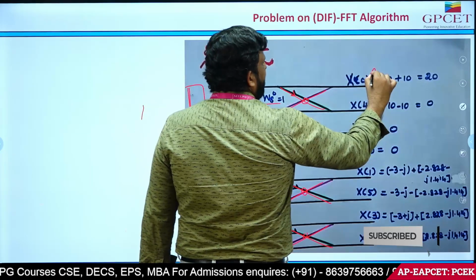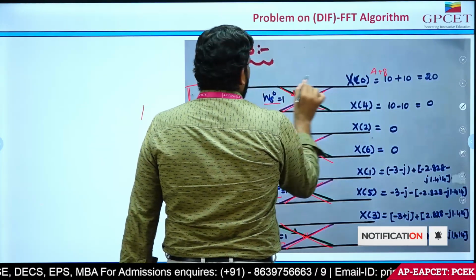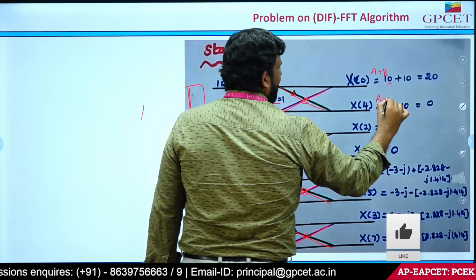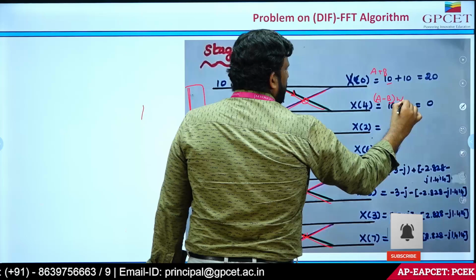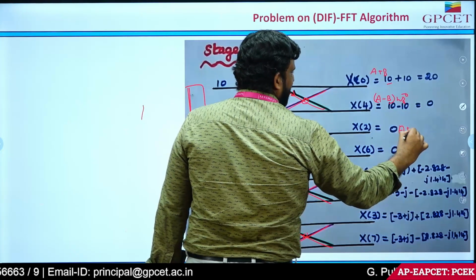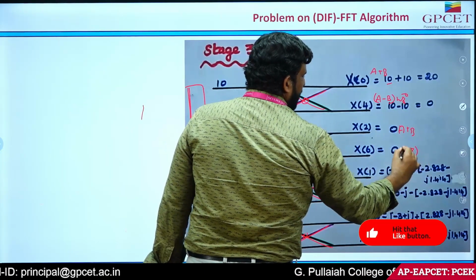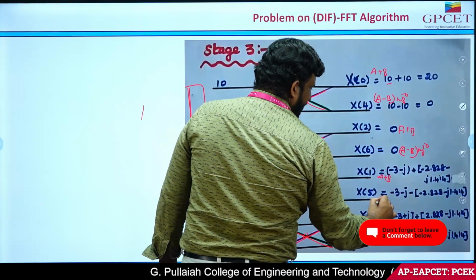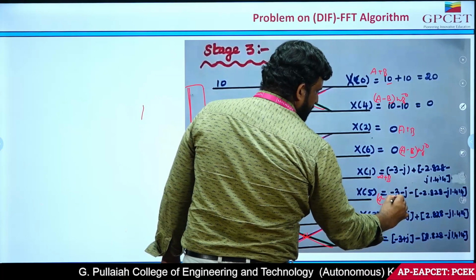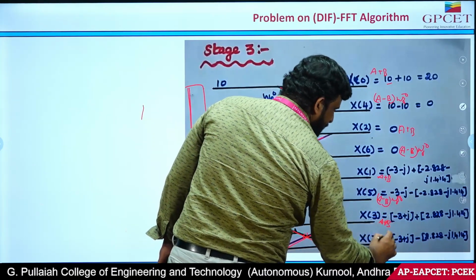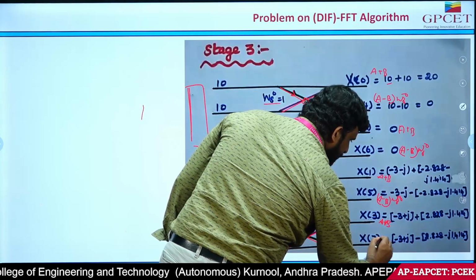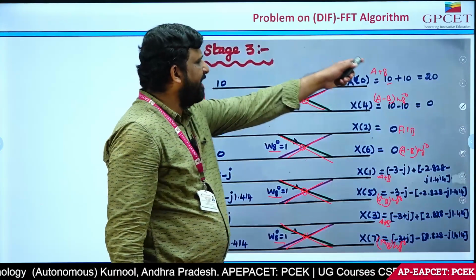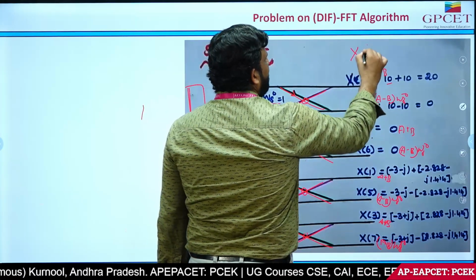So, first here it will be a plus b, that is 10, and from here it is 10, which gives 30, and for this calculation a minus b into W8 to the power of 0. For all of these, it is a plus b, a minus b into W8 to the power of 0. So, by doing all this calculation, the final result, that is capital X of k, will be formed here.